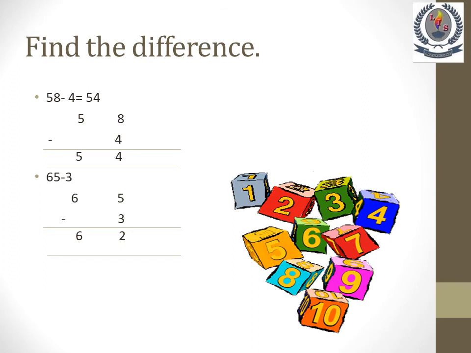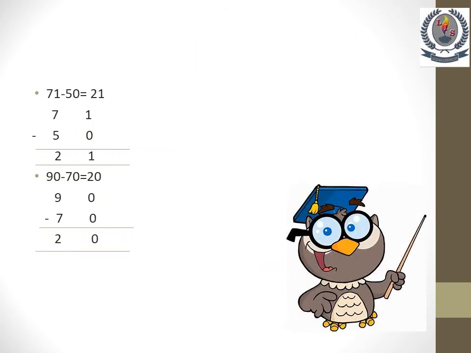The second one, 65 subtract 3. The ones side having 5 ones and 3 ones. 5 minus 3 is 2. The tens place, 6 tens minus 0 tens is equal to 6. Answer is 62. Do these sums alone.